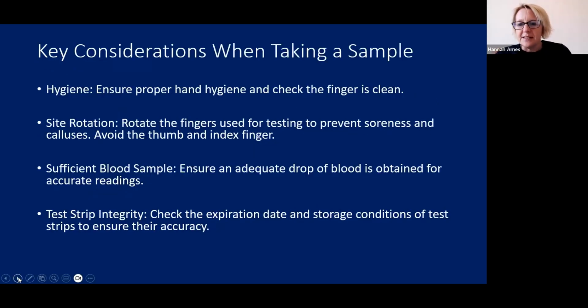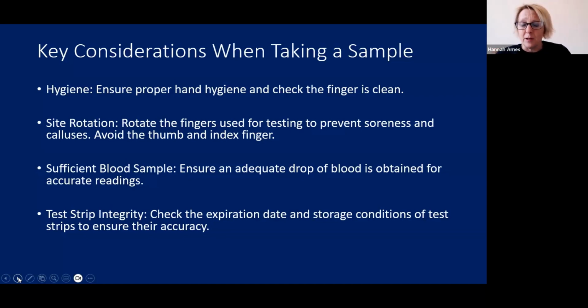So, key considerations when taking a sample. Obviously hygiene: we need to make sure that the hand and the finger are clean, otherwise that will contaminate our sample. We need to make sure we're rotating the site, because if we're using the same site all the time, we're going to get soreness and hardness under the skin. We want to try and avoid the thumb and index finger, because these are really important fingers in terms of dexterity. We need to make sure we get a sufficient blood supply onto the sampling strip to ensure we've got an accurate reading.